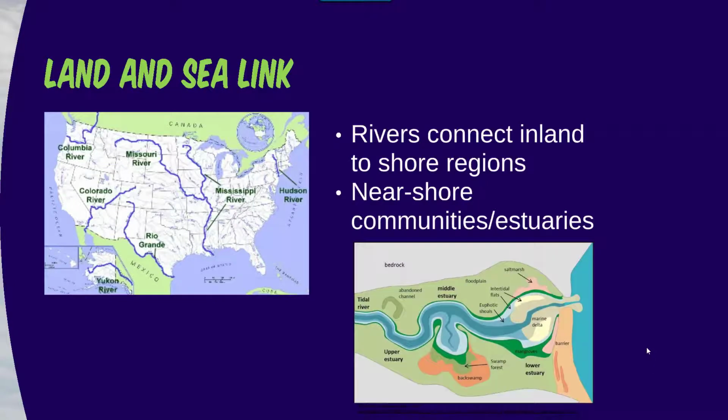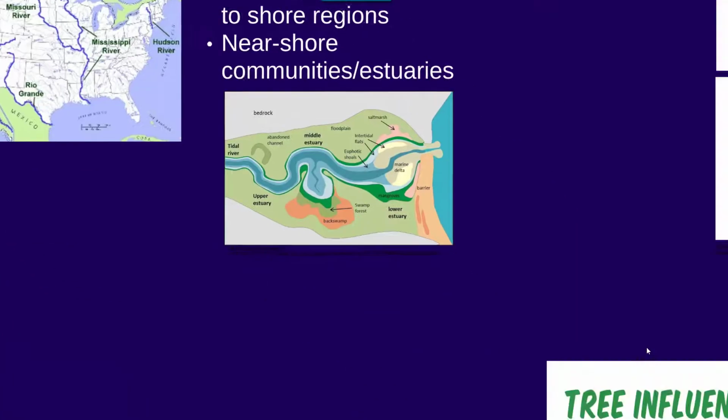There are also near-shore communities and estuaries that share this land and sea link. In this particular figure, we see an estuary which, on the left-hand side, is introducing fresh water into the system via the tidal river, and ultimately is also introducing salt water via the entrance to the ocean. So there's certainly this important link between the land and sea that can have a great influence on the productivity as well as the habitat structure in these regions.